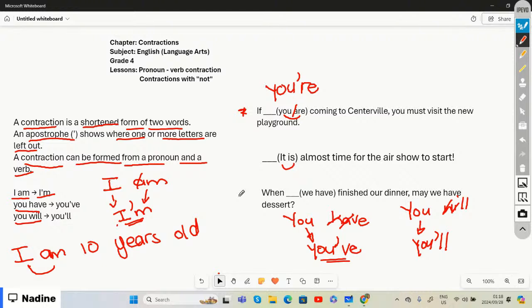And if we were to shorten that word, it is, right? Remember, we said that the pronoun stays the same, so it will stay the same. And if we were to shorten the word is, we're going to leave out the I, put the apostrophe in its place, and is. So we're going to say, it's almost time for the air show to start. It's almost time for the air show to start.